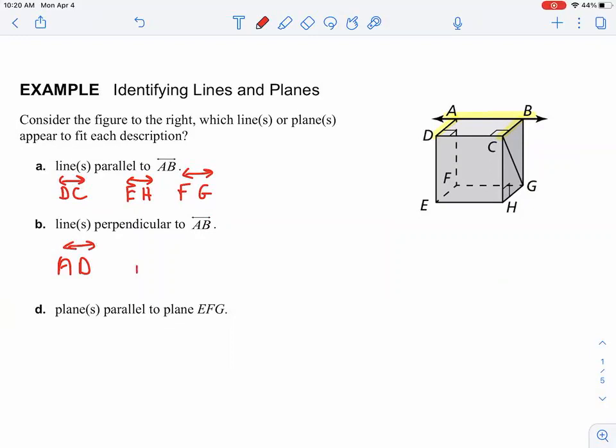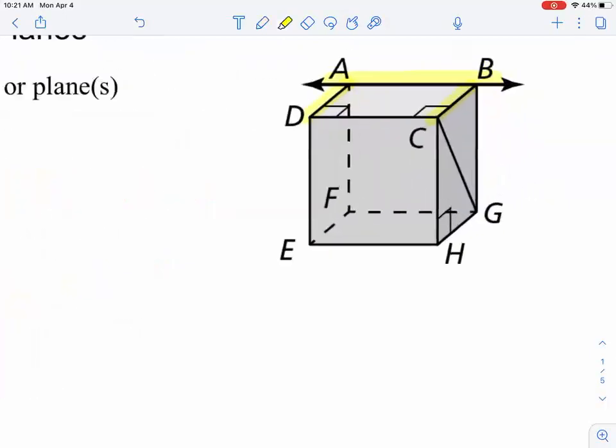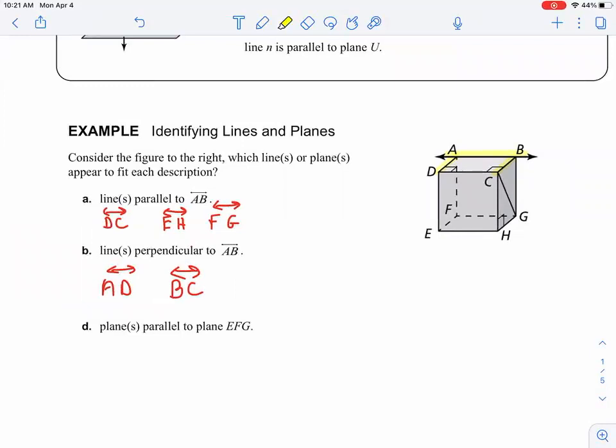What about AF and BG? And line BC. Yeah, good question. AF is also considered perpendicular. You are totally correct, because it does intersect and it does form a right angle. And you said BG? BG, yes, very good. Those are also considered perpendicular. All right, you're getting it for sure. So we also have AF. We have BG.